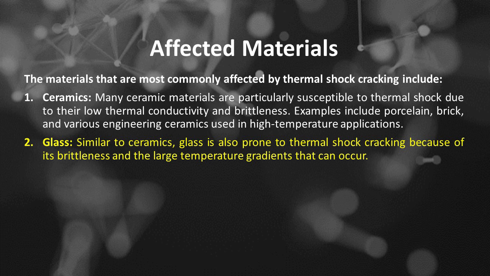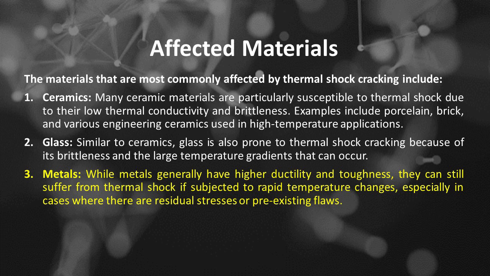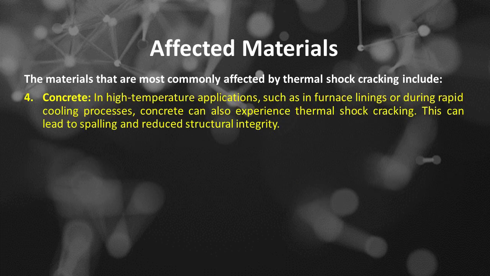Number 2 is glass. Similar to ceramics, glass is also prone to thermal shock cracking because of its brittleness and the large temperature gradients that can occur. Number 3 is metals. While metals generally have higher ductility and toughness, they can still suffer from thermal shock if subjected to rapid temperature changes, especially in cases where there are residual stresses or pre-existing flaws. Number 4 is concrete. In high-temperature applications, such as in furnace linings or during rapid cooling processes, concrete can also experience thermal shock cracking. This can lead to spalling and reduce structural integrity.